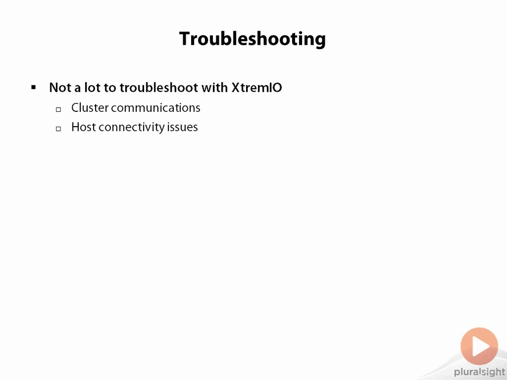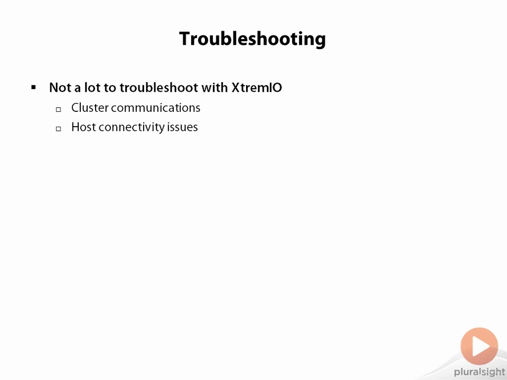And really, I think the reason is it's such a simple architecture. I'm not going to tell you that you'll never have to troubleshoot anything, but the ways to do it and the means, there's just not a lot of things that you need to worry about. The primary things are cluster communications and host connectivity issues. So those are the ones that are going to bite you. And usually those are things like cabling problems or port issues, or configuration issues in the case of host connectivity.